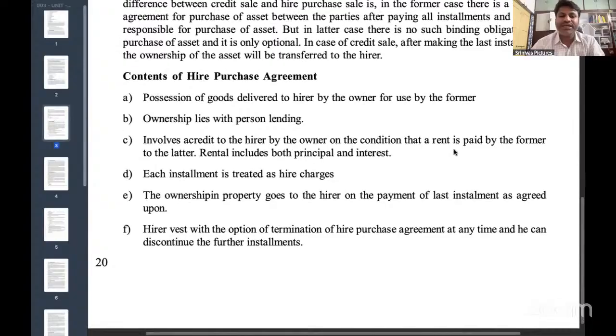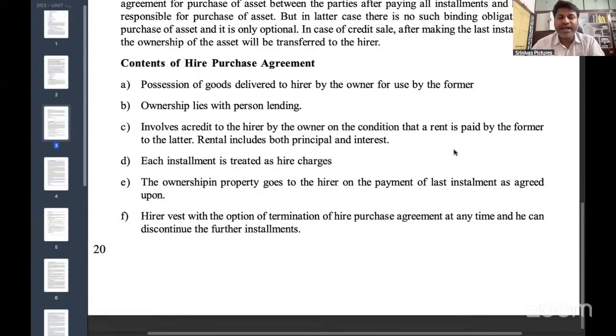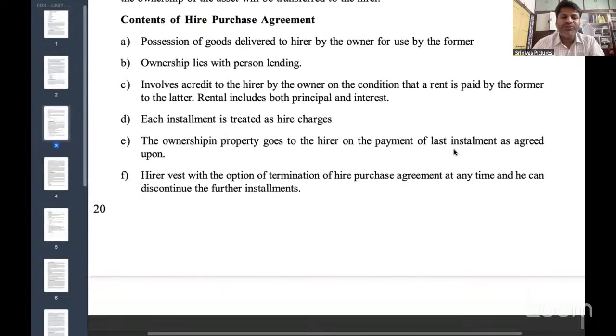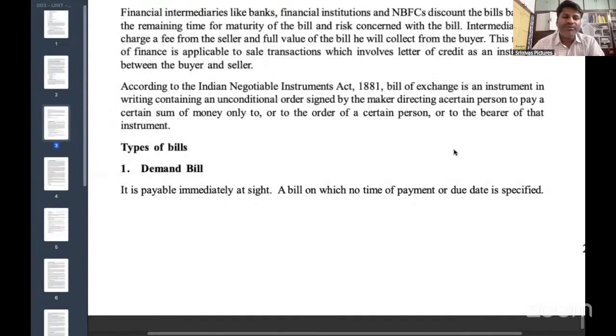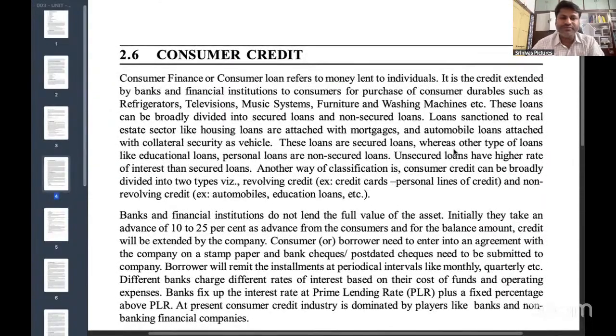Content of hire purchase agreement. Generally, goods are delivered to the hirer by the owner for use by the hirer. Ownership lies with the person lending only. It involves hiring by the owner, on the condition that rent is paid by the hirer to the owner. The rental includes both principal and interest. Each installment is treated as a hire charge. The ownership of the property goes to the hirer on the payment of the last installment agreed upon. So this is the hire purchase content.